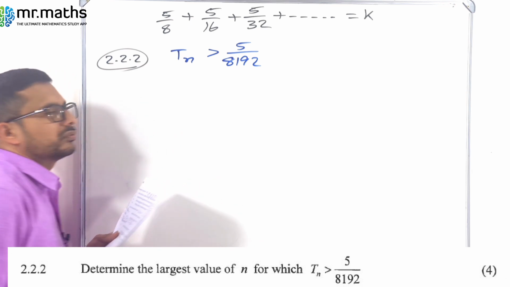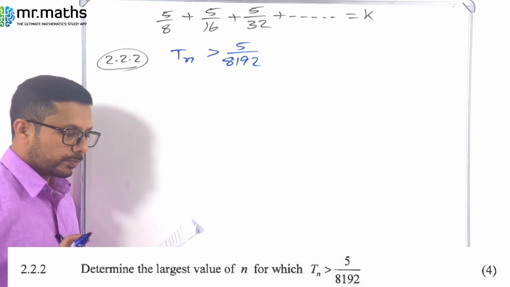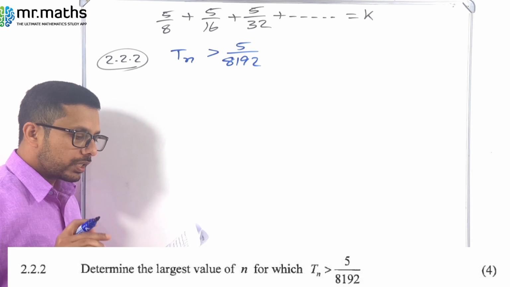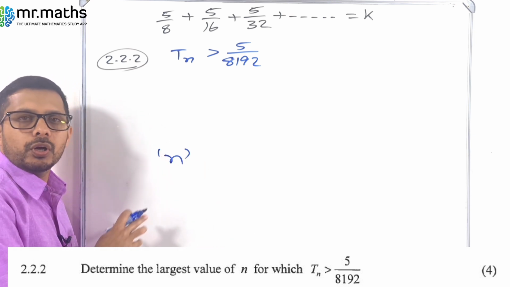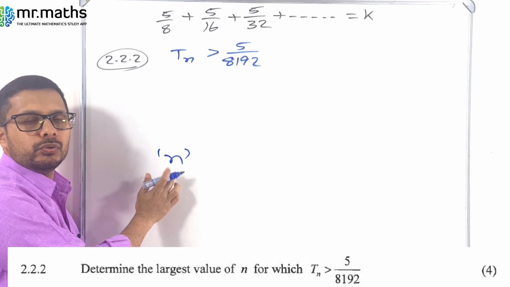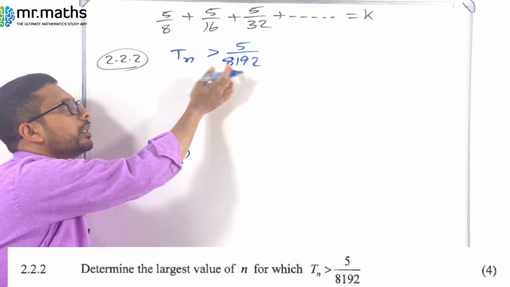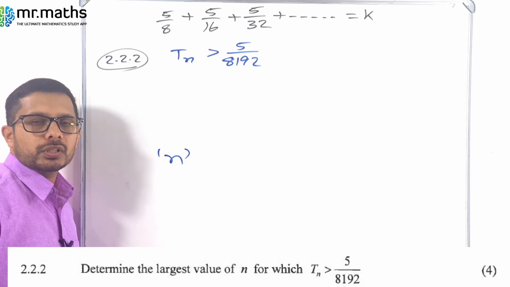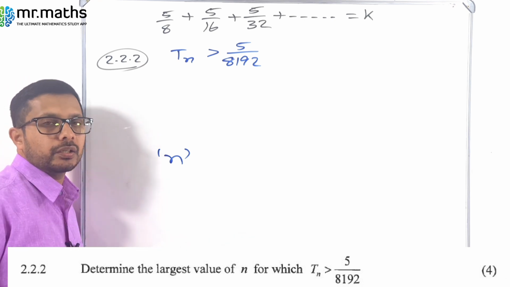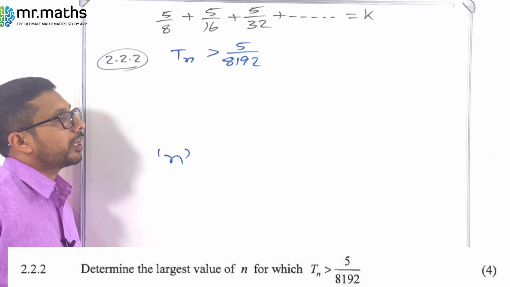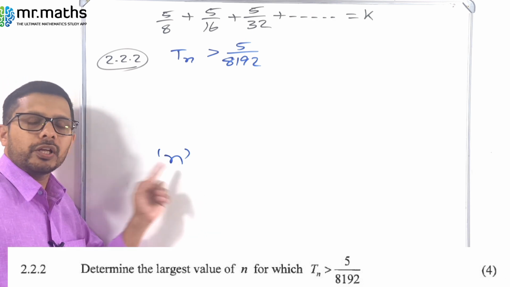What is the meaning of that question, guys? Look at that question once more. Determine the largest value of what? N. That means you have to find the largest value of n. And what is the condition given? Tn is greater than 5 divided by 8192. You have to find the largest value of n.